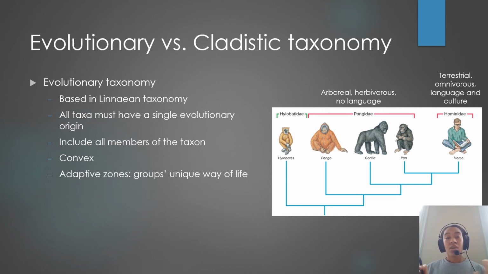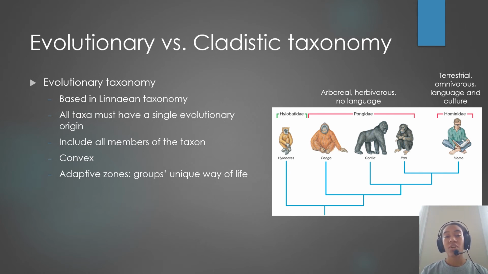We're going to use this phylogenetic tree of primates as an example. If you're an evolutionary taxonomist, you look at this tree and you're like, okay, this tree is valid. Ignore the top designations; you're just looking at the blue branching. The branching looks good. All these organisms have a single evolutionary origin, all the members of the taxon are present, and it's convex. It looks great. So you start to try to put these organisms into different groups.